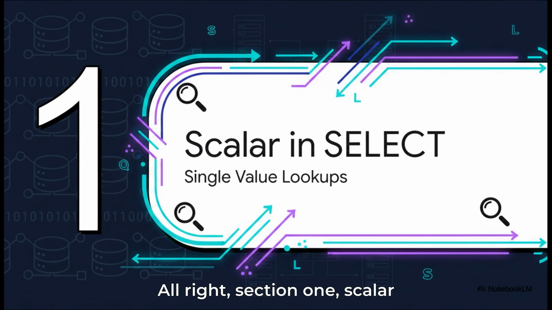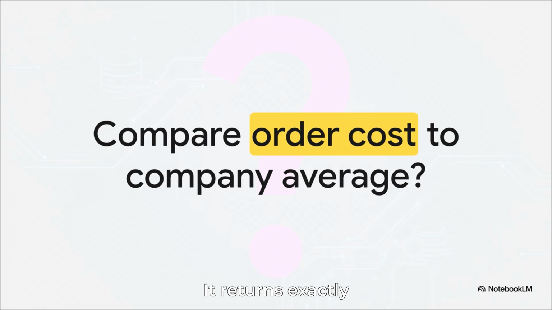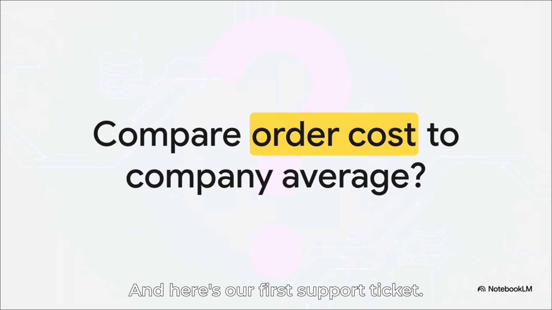All right, Section 1, scalar subqueries in SELECT. These are your single value lookups. A scalar subquery basically does one very specific thing. It returns exactly one row and one column, literally just a single value. And here's our first support ticket.